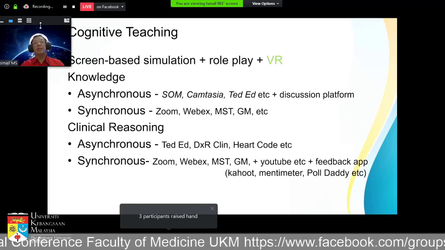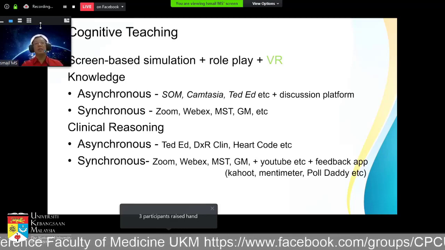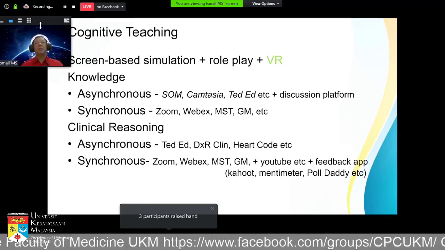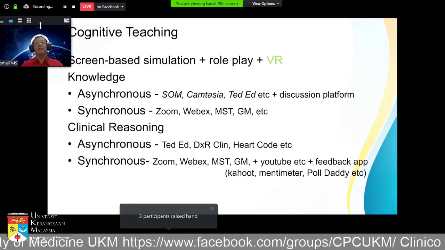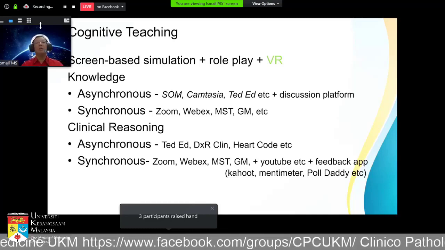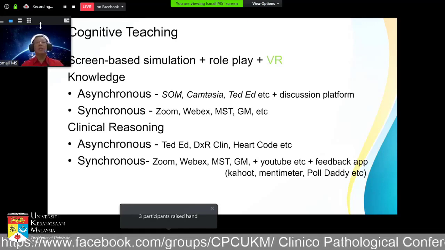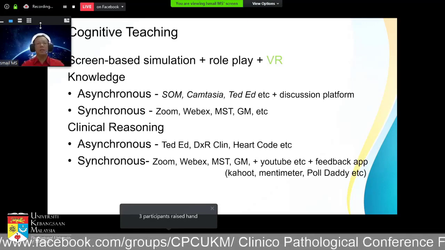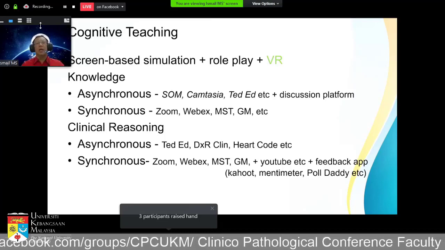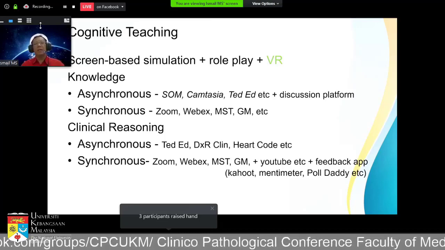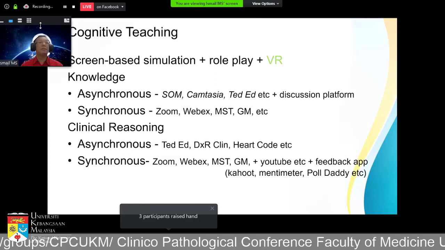We can also use Dxr Clinician. I think Prof. Harlina has mentioned a lot about Dxr Clinician. It's a program that UKM has purchased, and I think everybody please come and learn how to use Dxr Clinician. It can be very helpful. Or in the emergency, we use hard code. There's a lot of this asynchronous work that you can do, where at the end of the day, they can give marks and show how the student performed.